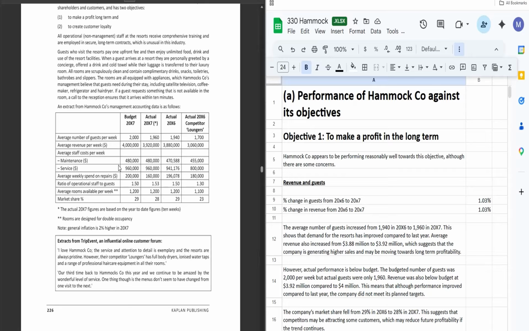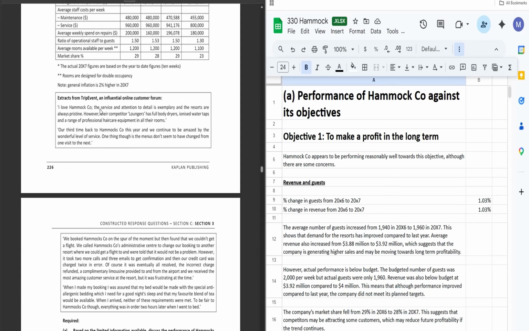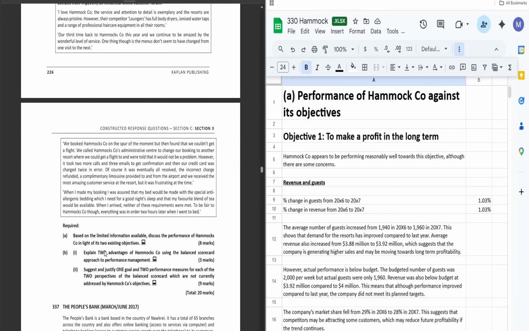They provided the budgeted figure. They also provided the actual versus the last year actual figure, and also the competitor figures for the last year. And also there is some feedback from the customers which has been listed here. So we have covered everything. So now it's time to solve.